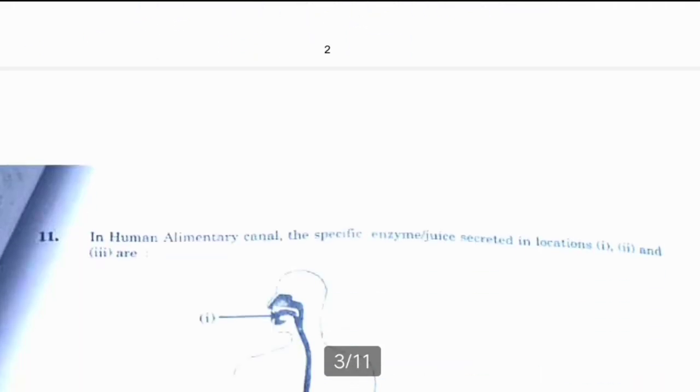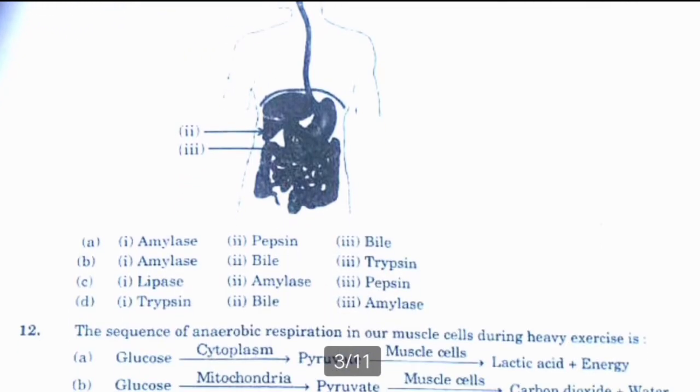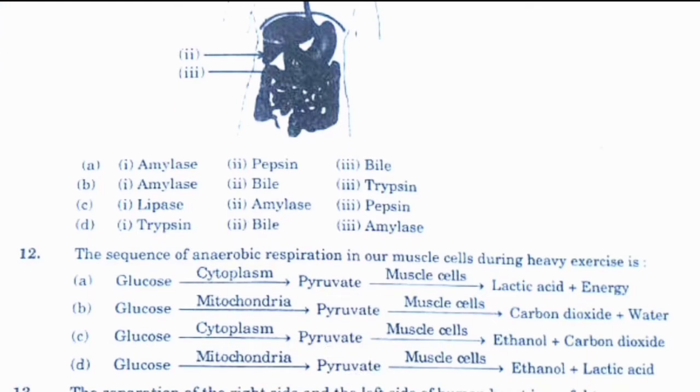So next page, that is page number 4, question number 11. In human alimentary canal, the specific enzyme secreted in location 1, 2 and 3 are options here. Option number A, amylase, pepsin, bile. Option number B, amylase, bile, trypsin.